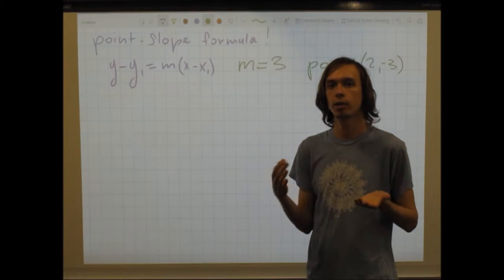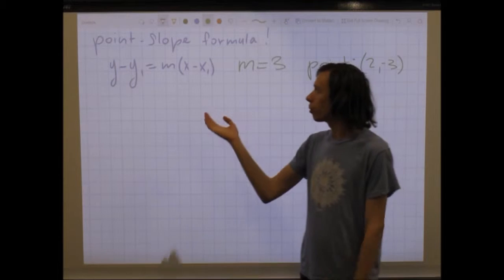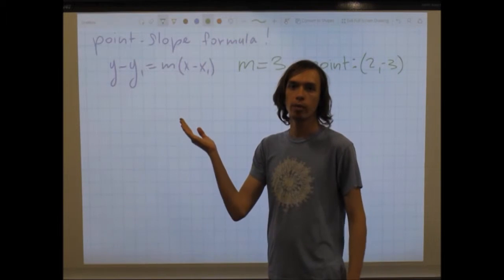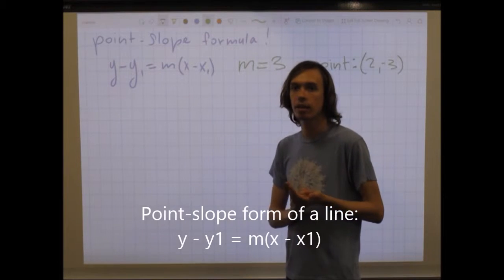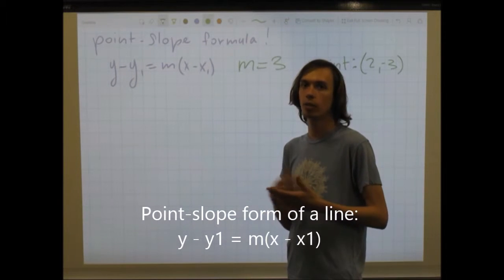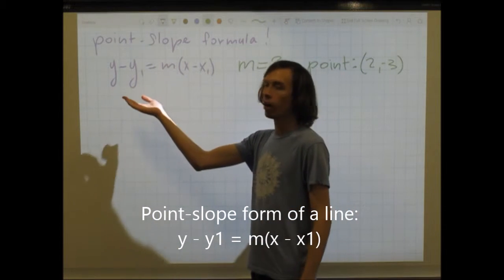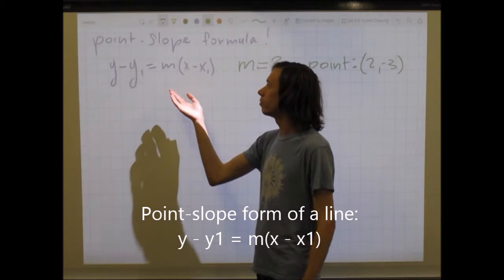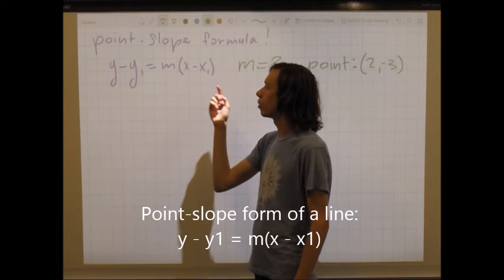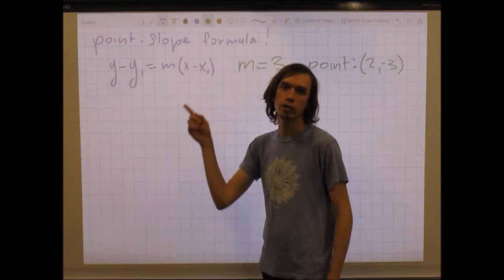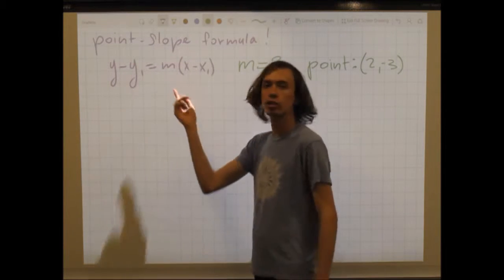To get the equation of a line when you're given a point and the slope, there's this other formula that's really good to know. It's called the point-slope formula. And just like the name implies, you use it when you have a point on a line and the slope of that line, and you want to get the equation of that line. That formula is y minus y1 equals m times, in parentheses, x minus x1. Here the y1 and the x1 are just the y coordinate and x coordinate of your point, and the m is just the slope.